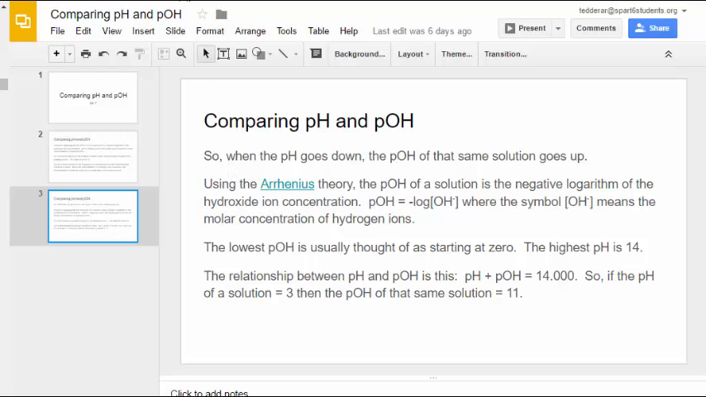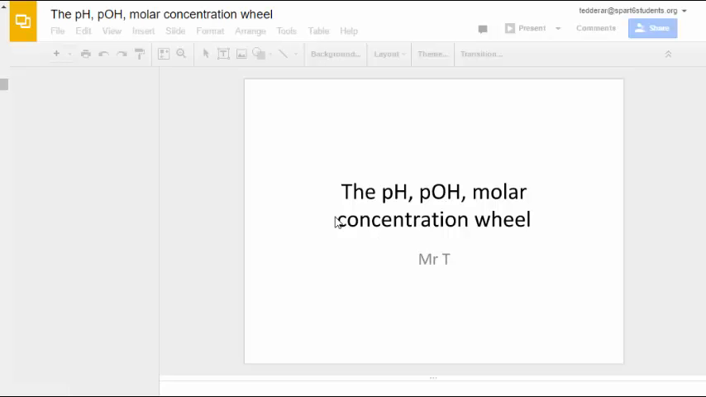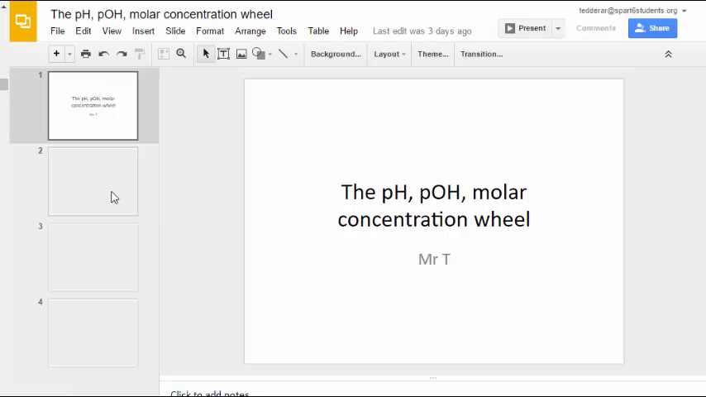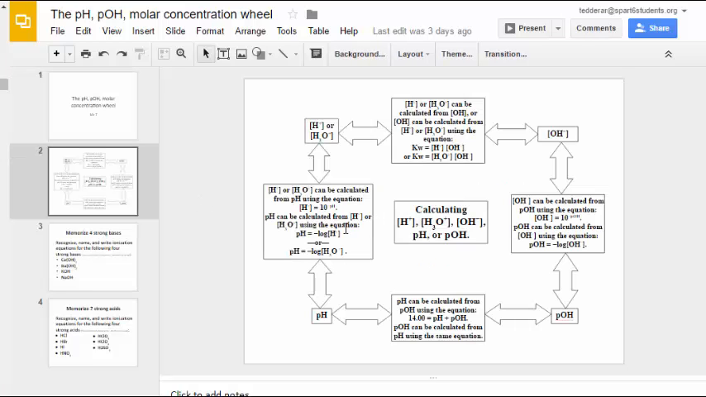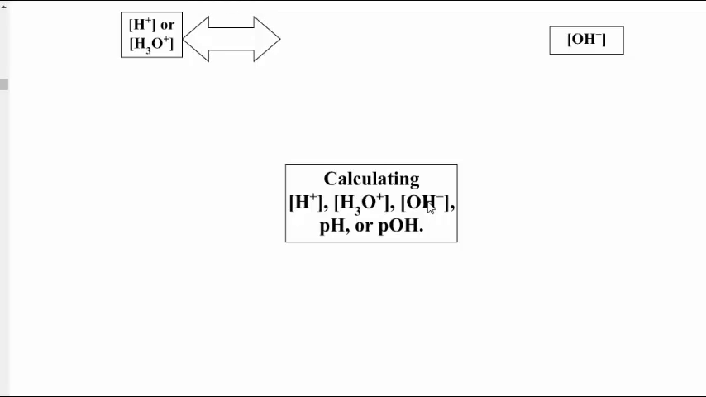Now then, going back again over here, excuse me, there's a presentation for pH, pOH, and molar concentrations wheel. So if you open this up, well, this is just the title page here. I'm trying to get it open up on the second page. Here's the second page of it. And if you look at this, okay, then we can see, let me open up the presentation view. All right, this is going to walk you through how to calculate from any of these values to another. That goes along with the video.